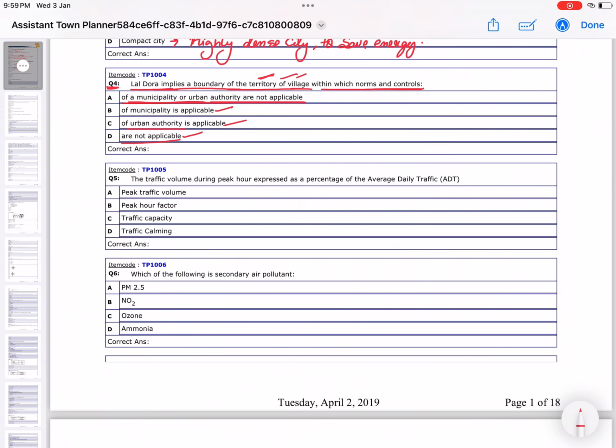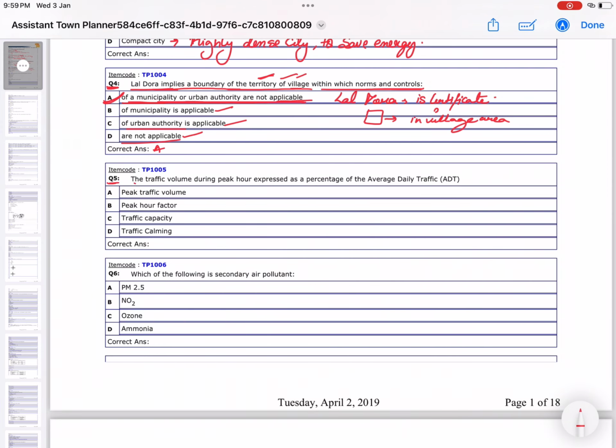So in this, Lal Dora is a certificate you receive that the land or a piece of land is yours in a village area. So the municipality or urban authority norms are not applicable.